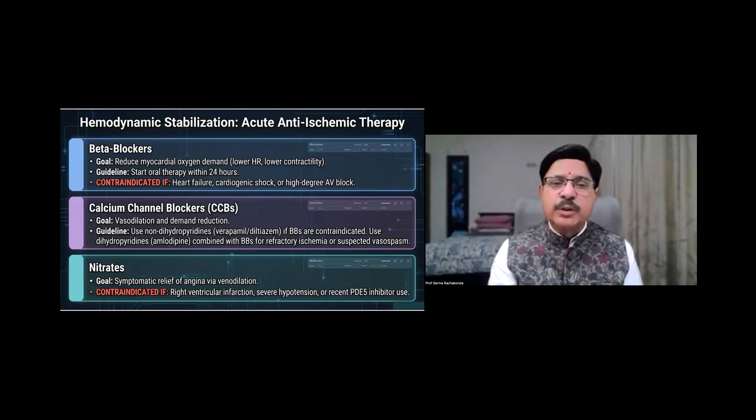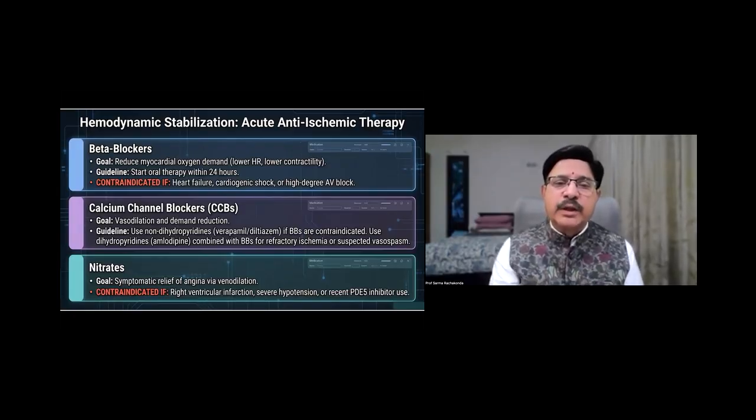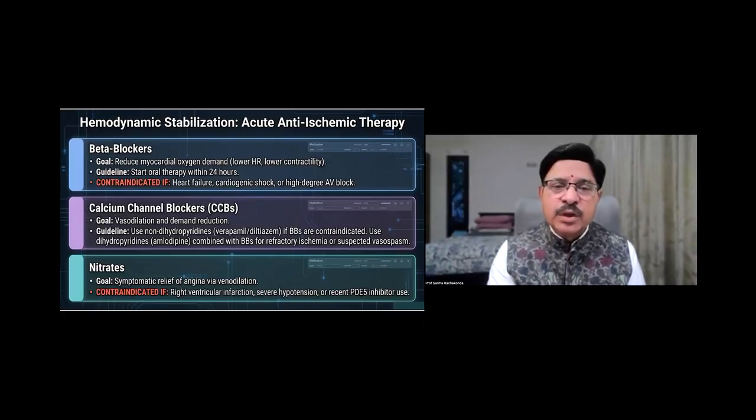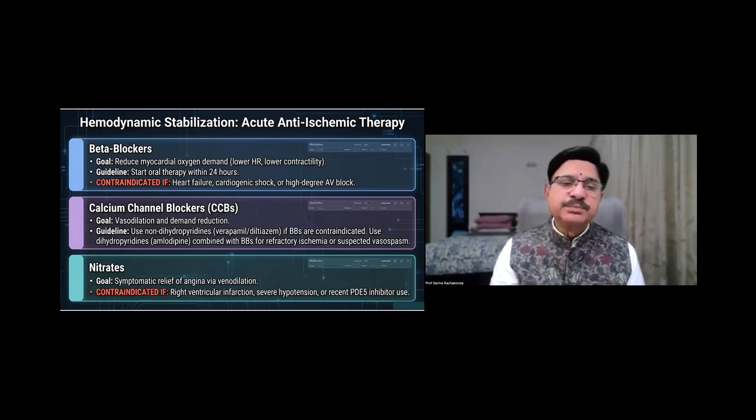Which type of CCB do I use? There are three types. We have to use non-dihydropyridines, not the dihydropyridines like your nifedipine and other things. Non-DHP we have to use: verapamil and diltiazem. If beta blockers are contraindicated, use these. Amlodipine, a dihydropyridine, is used combined with the beta blocker for refractory ischemia or suspected vasospasm.